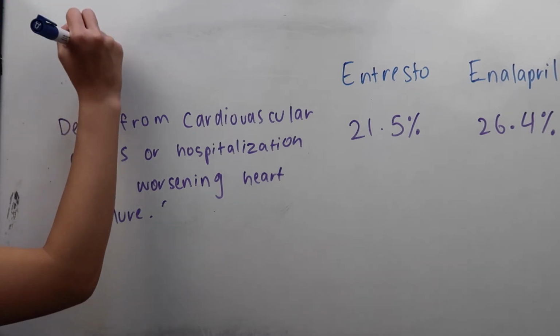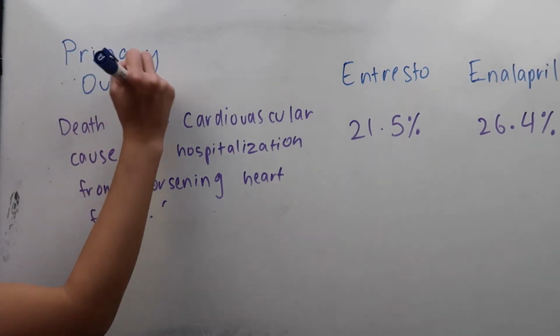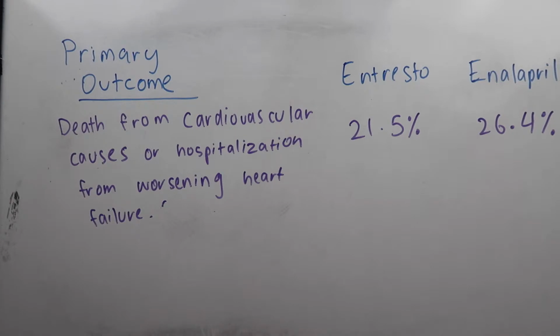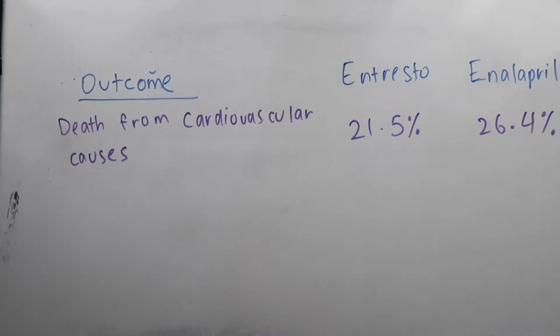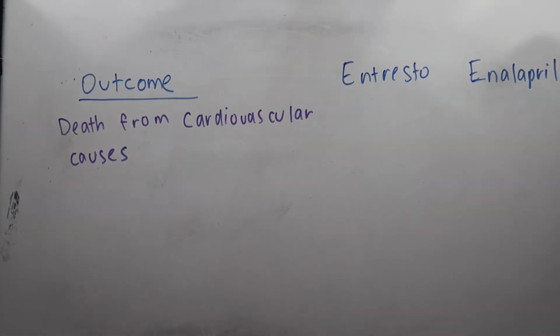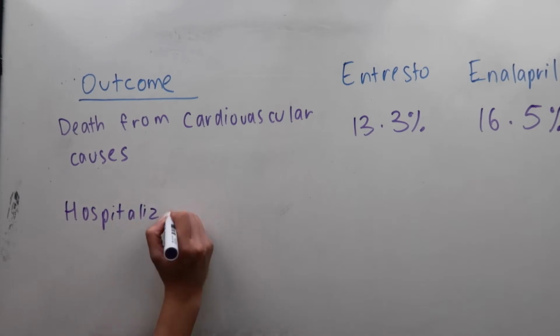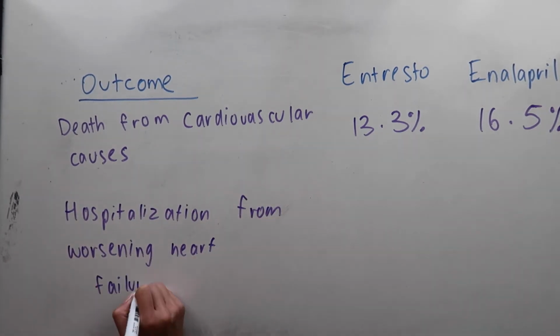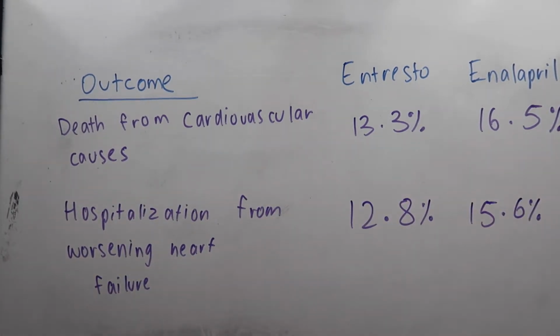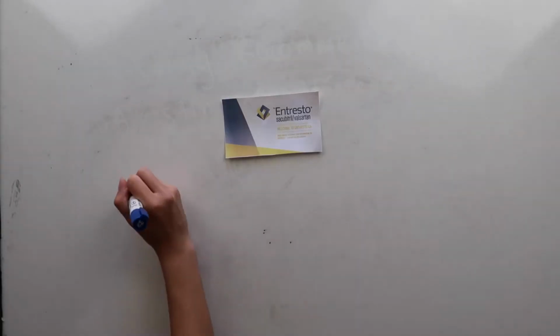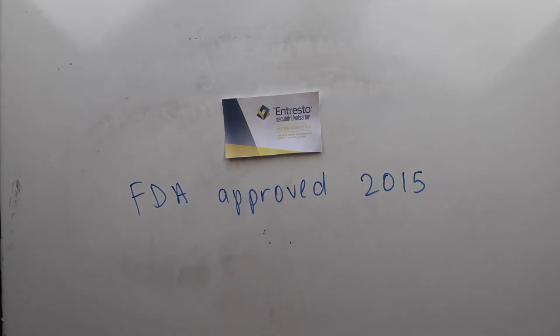The overall outcome for the comparison of Entresto and enalapril resulted in 21.5% of deaths from Entresto and 26.4% from enalapril. The outcomes of death from cardiovascular causes resulted in 13.3% of deaths from Entresto and 16.5% from enalapril. On the other hand, deaths caused by hospitalization from worsening heart failure resulted in 12.8% of deaths from Entresto and 15.6% from enalapril. Entresto was approved by the FDA in 2015.